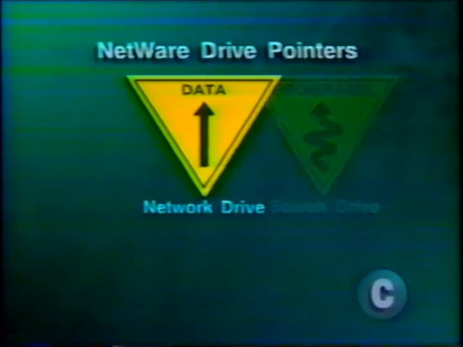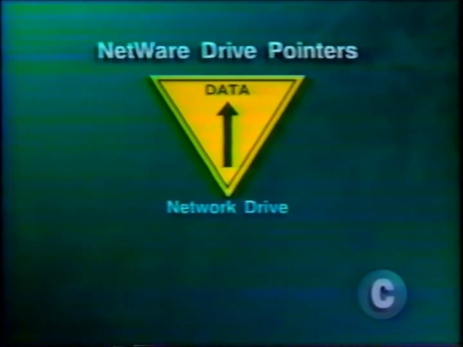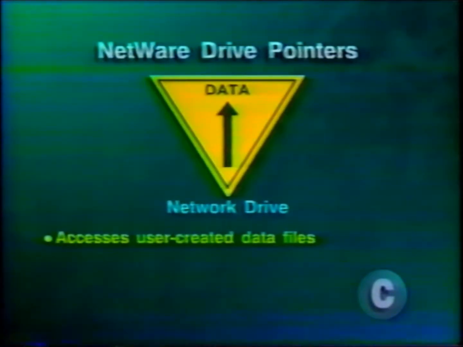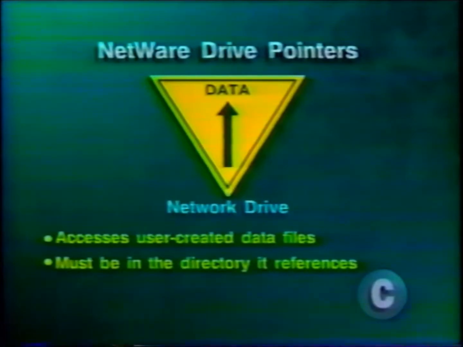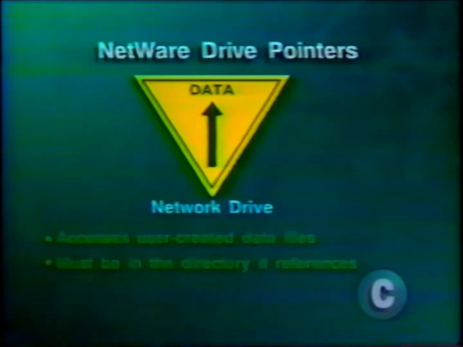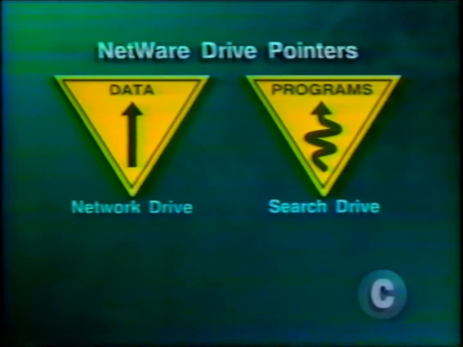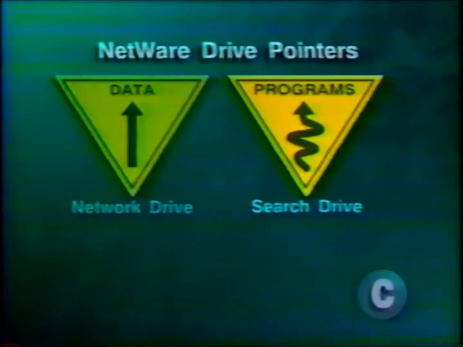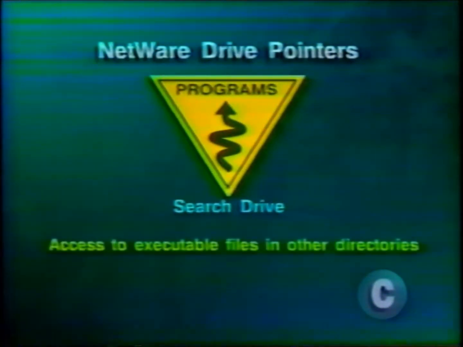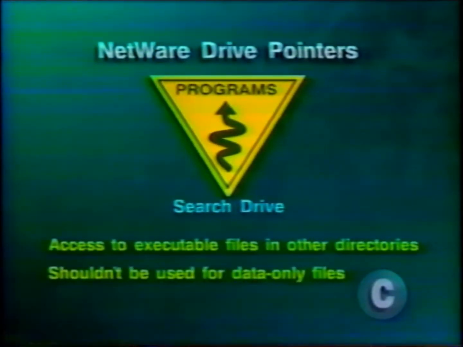A network drive pointer, sometimes called a regular pointer, is used to access user-created data files. To use it, you must be in the directory it references. You move to the directory by simply typing the pointer at the prompt. Search pointers allow a user located in a data directory to access executable files located in another directory. Search pointers shouldn't be used for data-only files, but for executable files. That is, files which determine the operation of an application or command.